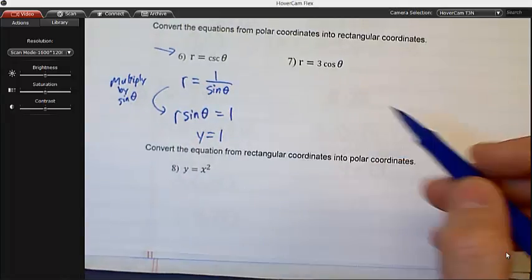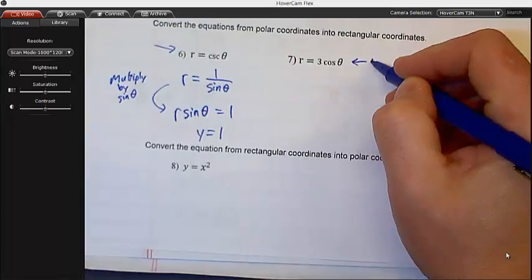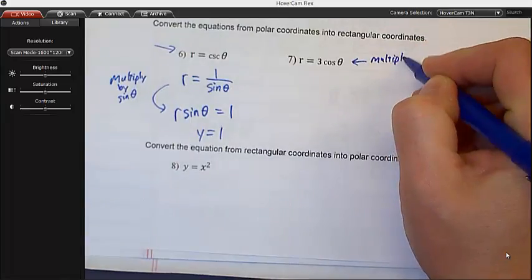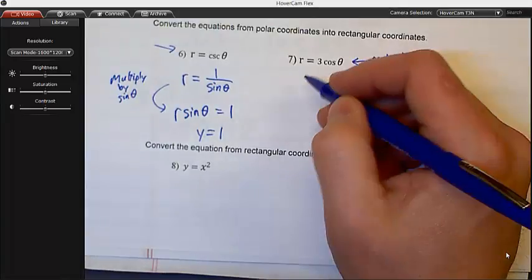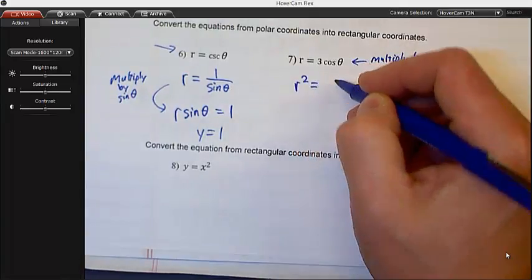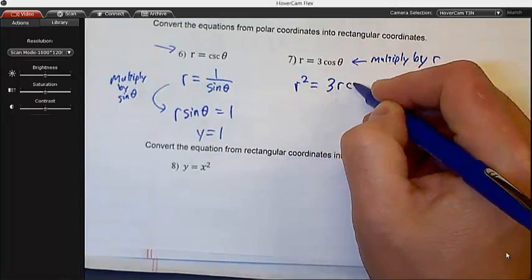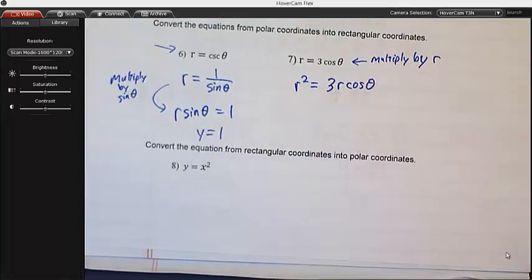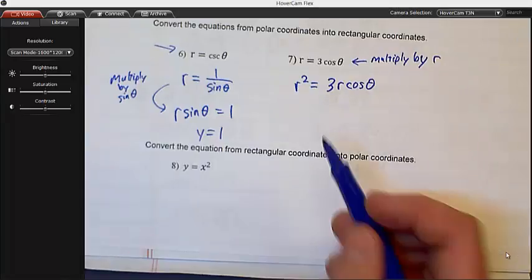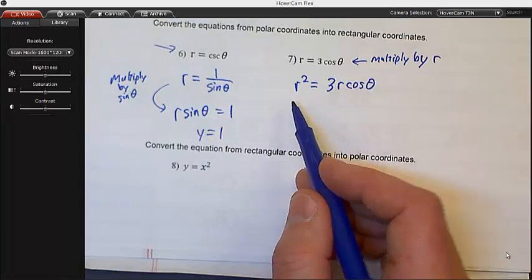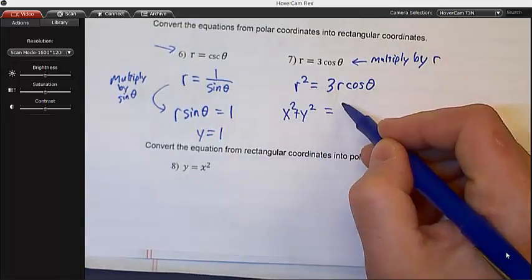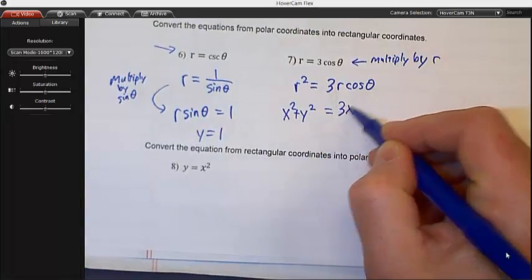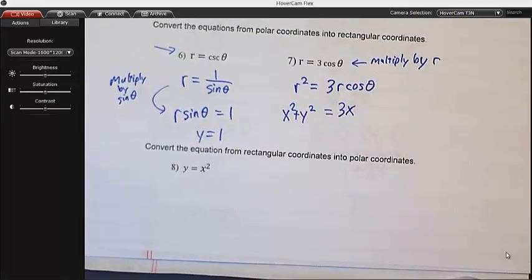Now, for the second one, the trick, I think, is to multiply by r on both sides. So then what you see is r squared equals 3r cosine theta. And again, I see things I recognize, right? r squared is the same as what? x squared plus y squared. And over here I get 3x. And I've shown you guys this kind of thing now. This is a circle at this point.